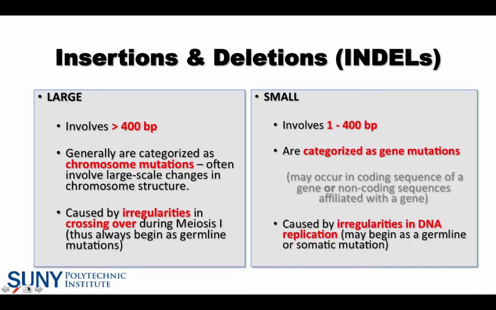These mutations can either be germline mutations or somatic mutations. If these errors occur in the germline, they will be considered germline mutations. If these mutations originate in a somatic cell, they will be considered somatic mutations.